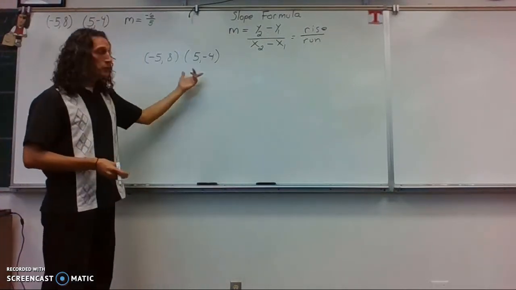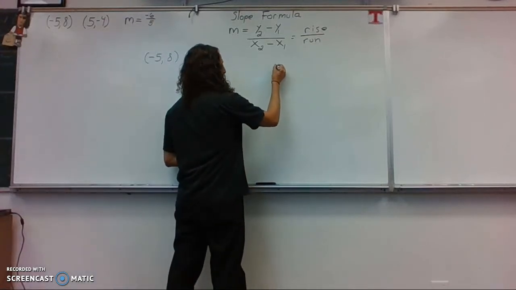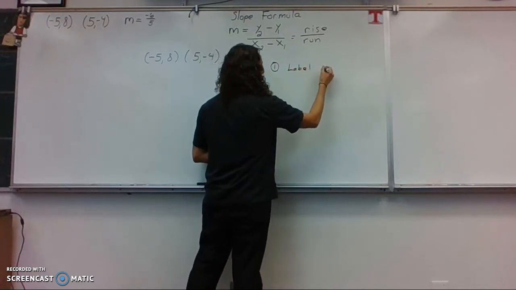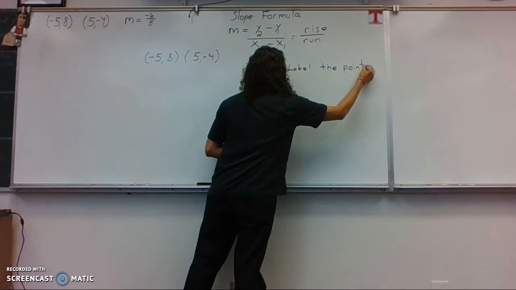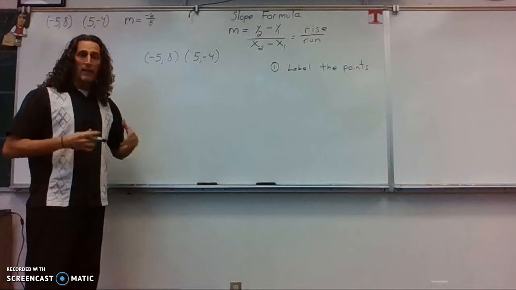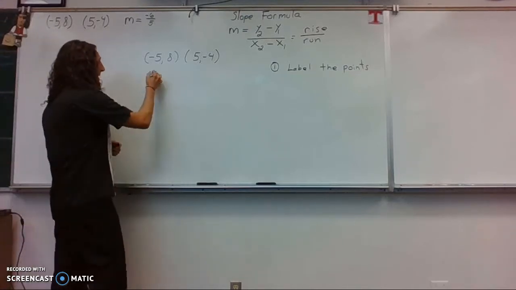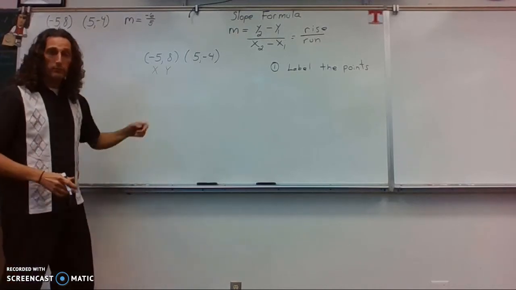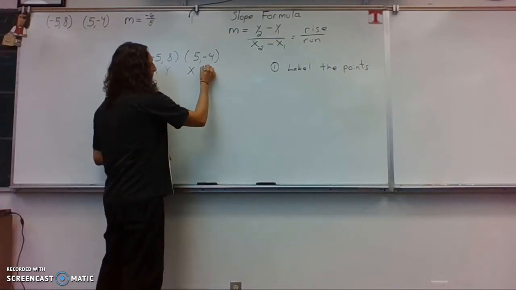So, here's our 2 points. Here's step number 1. Also write this down. So, step 1. Label the points. All right. Simply put, I have 2 points. Every point is an ordered pair, right? It's ordered because it's alphabetical. It goes X and then a Y. Well, I have a second point. So that's an X and that's a Y.